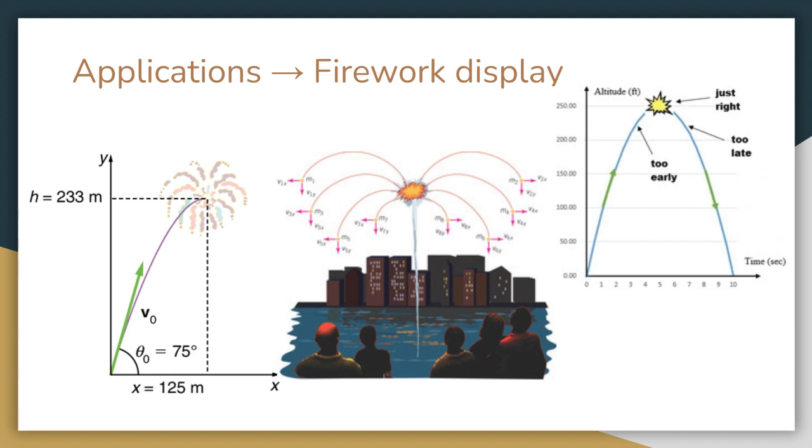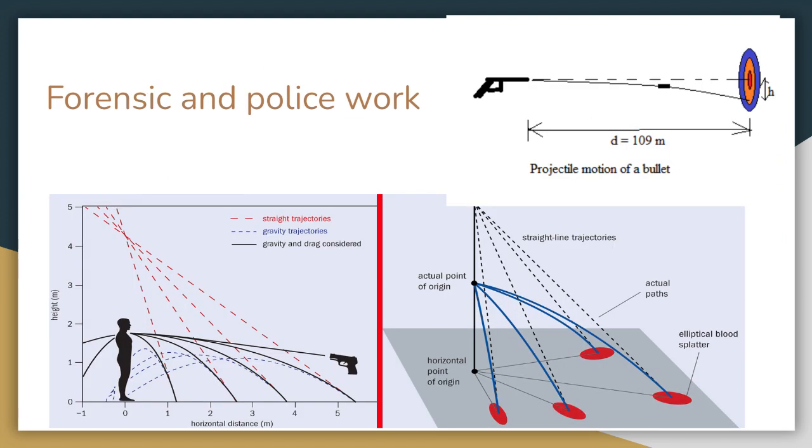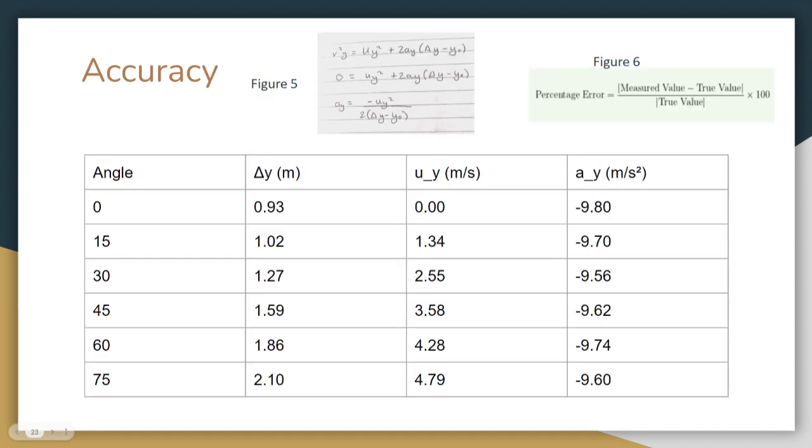Some other uses include forensic scientists using projectile motion principles to analyze the trajectory of bullets in crime scenes. By studying the angle and velocity of a bullet, they can deduce the shooter's position and reconstruct the events of the crime. This knowledge is crucial for solving shootings or accidents, providing valuable evidence for investigations and helping law enforcement understand the dynamics of violent incidents.